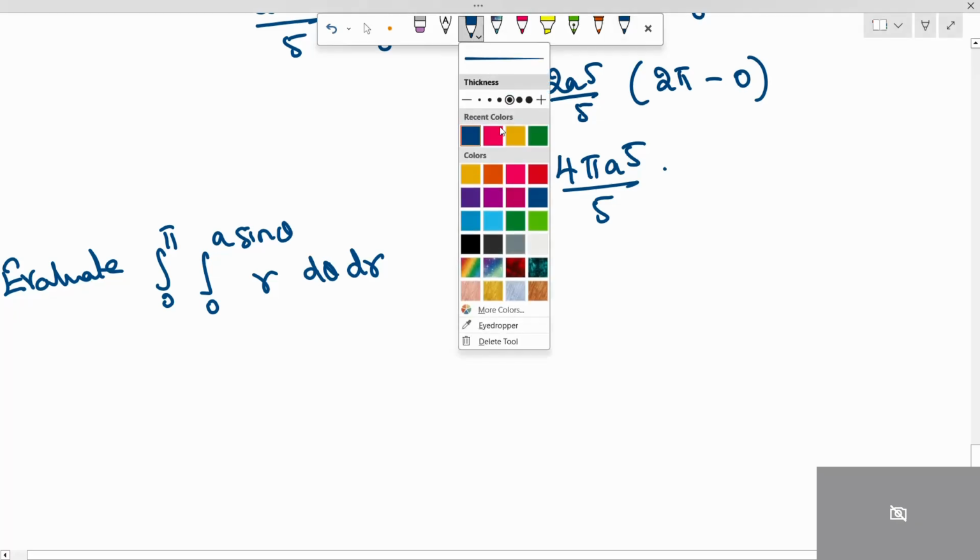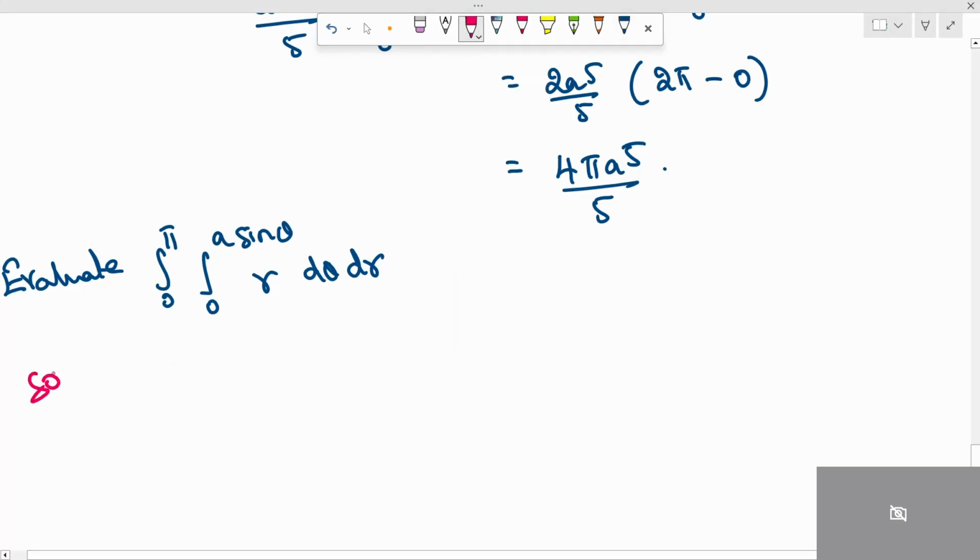Okay, in this problem the given limits are variable limits. In each and every problem, first we have to check the given limits. In this problem the given limits are variable limits. The inner limit is 0 to a sin theta.